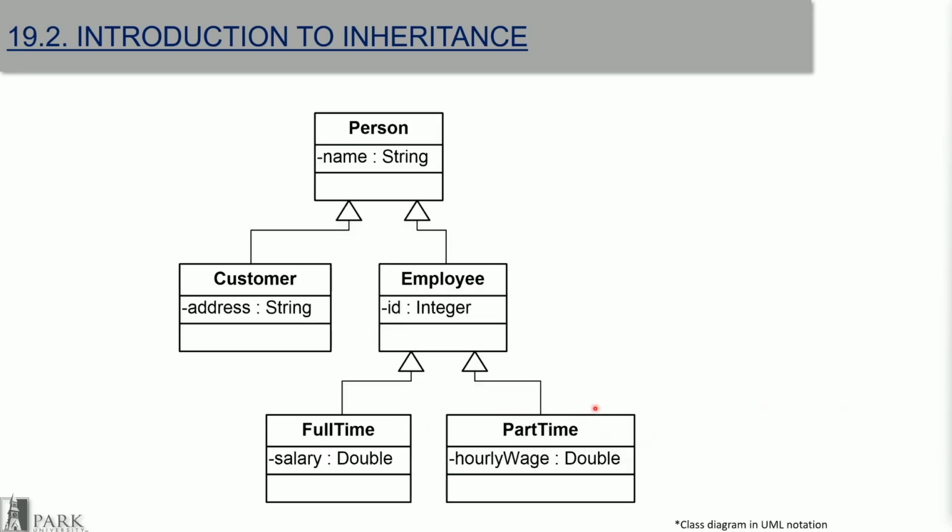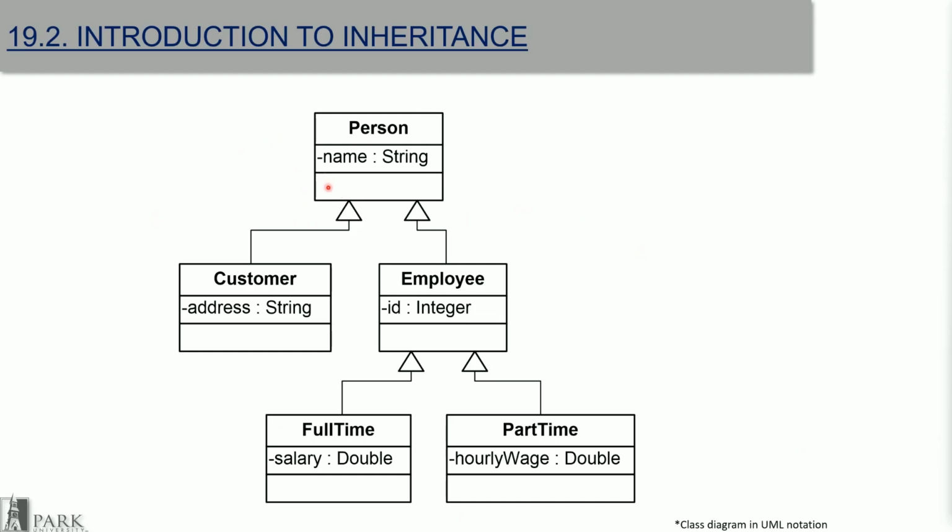Here's another example of inheritance where we have a person class as our parent class, and then we have two different classes that are derived from that parent class. We have a customer and an employee. And you can see here that we have a private attribute called name, and it's a string. This is called UML notation, and it's very common in software engineering circles.